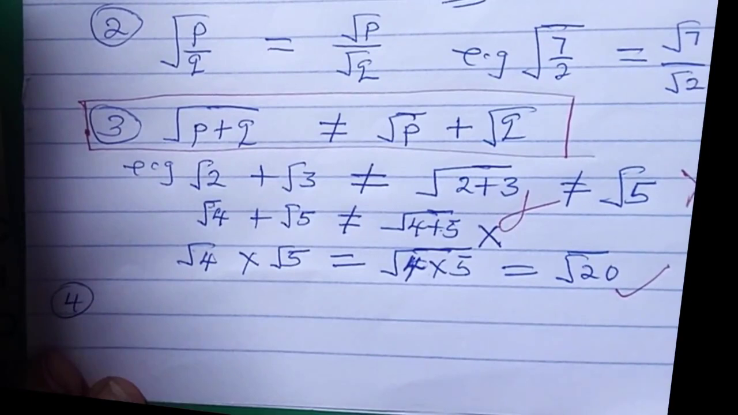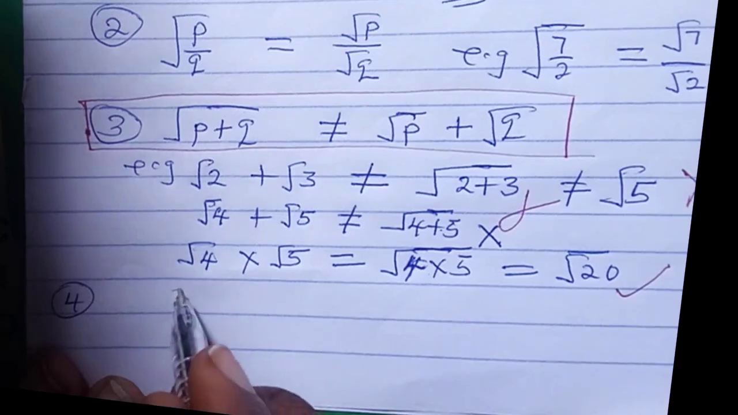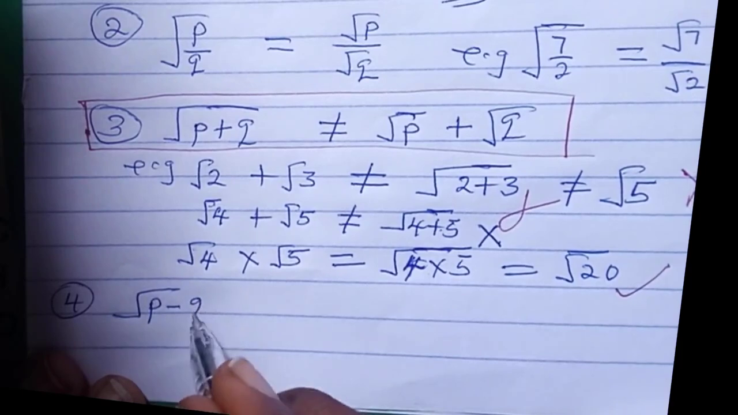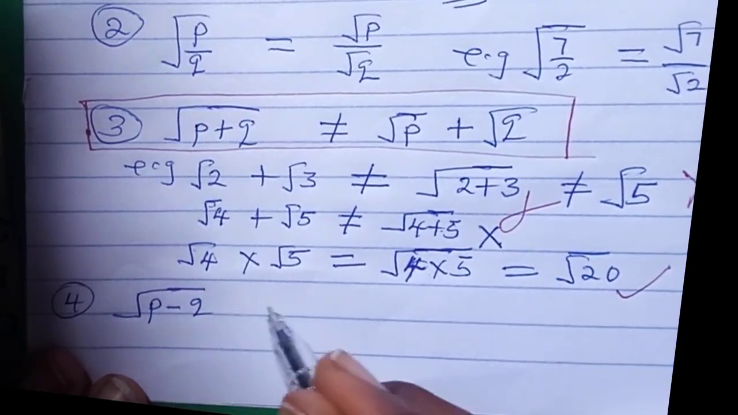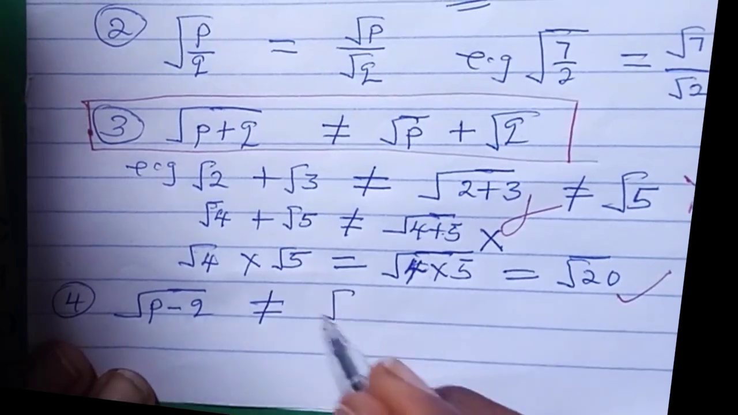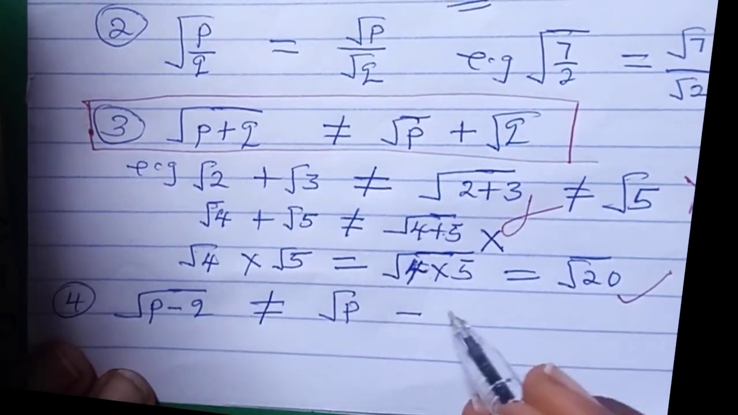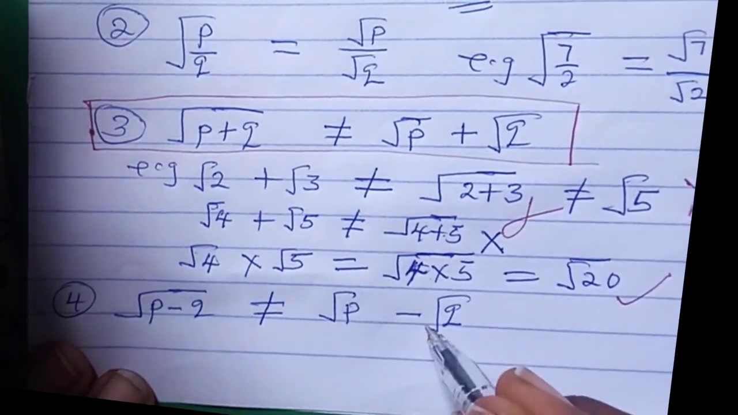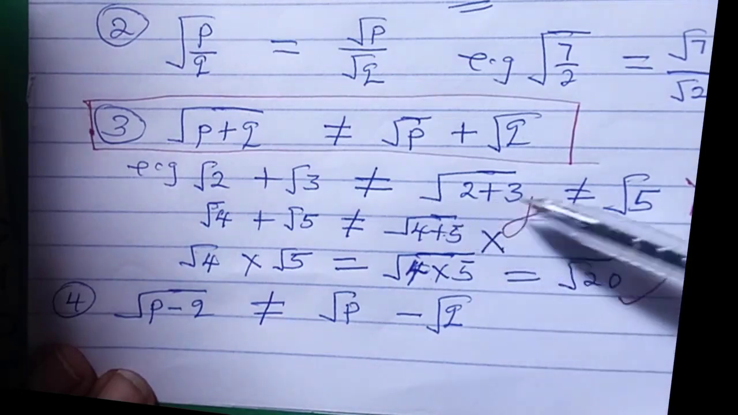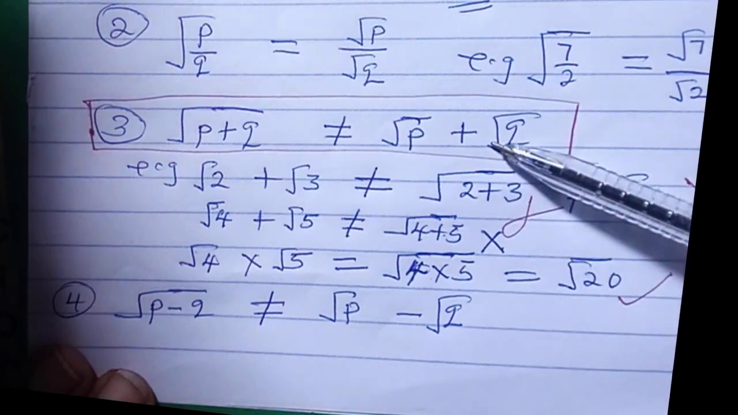Now, rule number 4 is the subtraction rule. When you have two integers, let me say root p minus q, take note, it is not going to be equal to root p minus root q. It's not going to be equal to this. Now, this rule is similar to the addition rule, right?